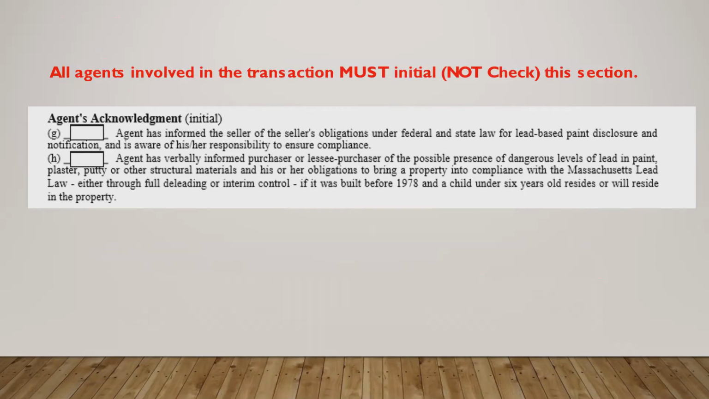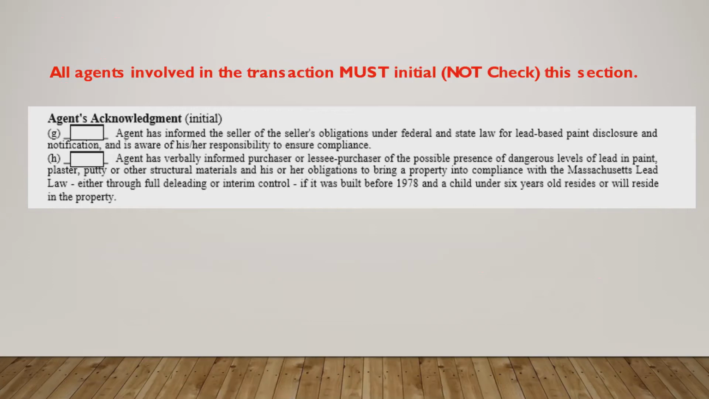All agents involved in the transaction must initial, not check, this section. So if, as a buyer agent, you receive the lead paint notification from the listing agent and there are pieces not correctly filled out from the seller's side, you should be kicking the form back to the listing agent, saying it's not properly filled out.